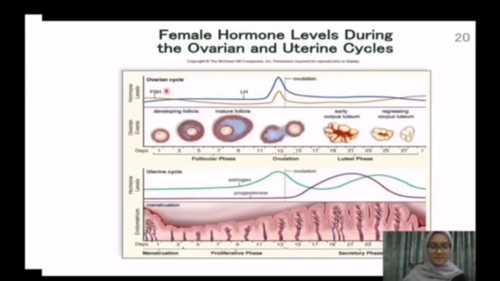As I mentioned earlier, at the beginning of ovarian cycle, which is the follicular phase, FSH is the highest. But as estrogen increases, it acts as a negative feedback toward the anterior pituitary secretion of FSH, and therefore FSH begins to decrease and LH starts increasing until the ovarian cycle comes to an end.